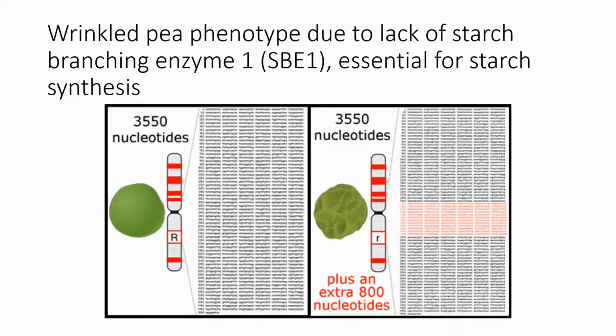For example, one of the things he studied was wrinkly peas. So those wrinkly peas on the right actually have a mutation in a specific enzyme, and we've actually tracked that mutation down. It's due to the addition of an extra 800 nucleotides that were added in there, so it's probably some sort of insertion mutation, and that basically messed up an enzyme that makes starches. Starches aren't made correctly, and so then you get wrinkly peas.